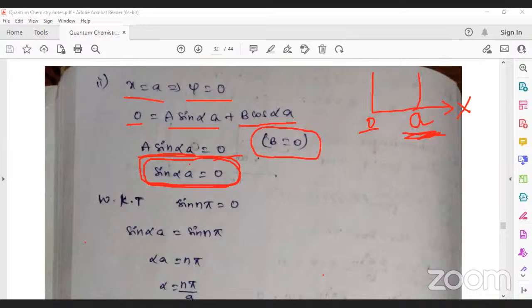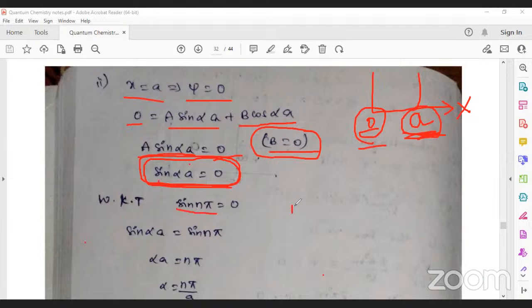Two boundary conditions are there. One is x is equals to 0 and the other is x is equals to a. These two conditions should be applied. Once we substitute x is equals to 0, we will get the condition that b is equals to 0. In the case of x is equals to a, we will get the solution that sin alpha a is equals to 0. But we know the situation that sin n pi is equals to 0.